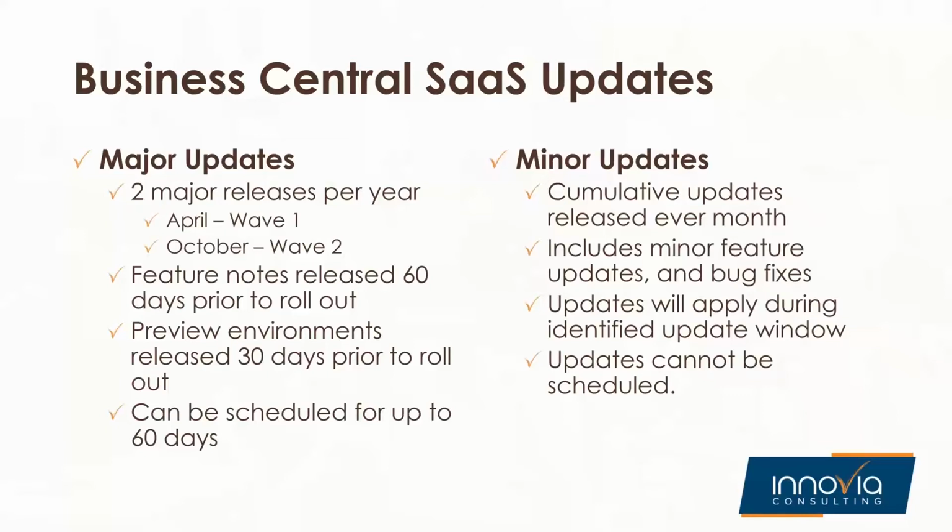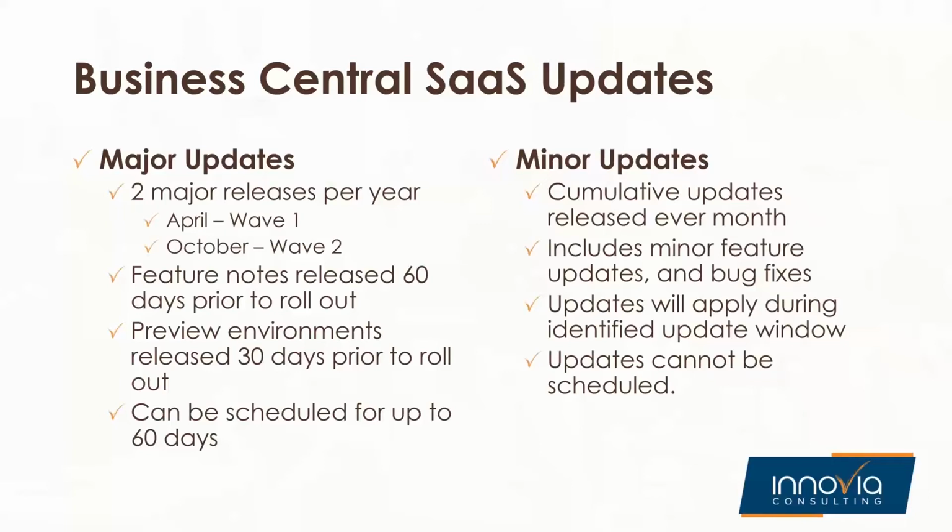Updates will be applied during an identified update window. So you have the ability to set an update window for your environment, and typically Microsoft will apply that update during that time. Minor updates can't be scheduled, unfortunately. Minor updates will be rolled out typically the second week of every month, and will roll out through the end of the month. Microsoft will just push them to your environment.